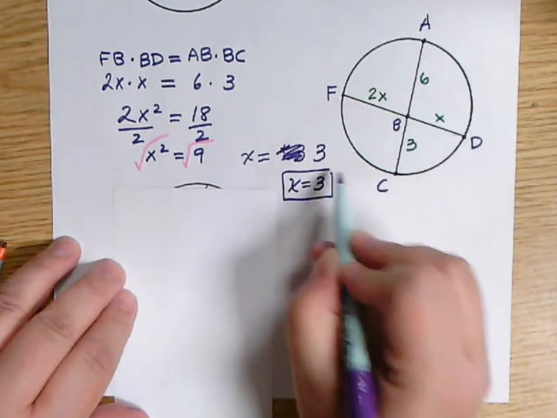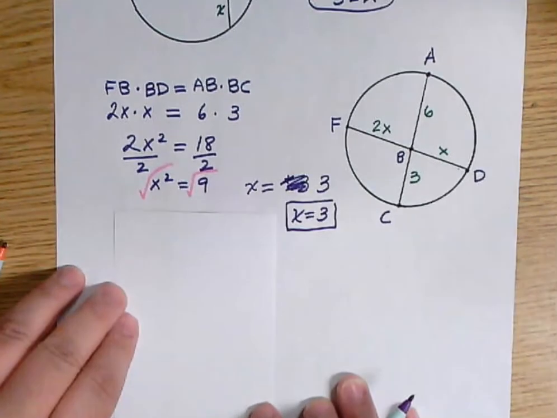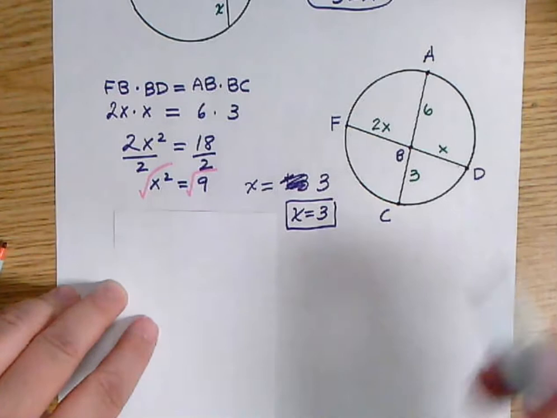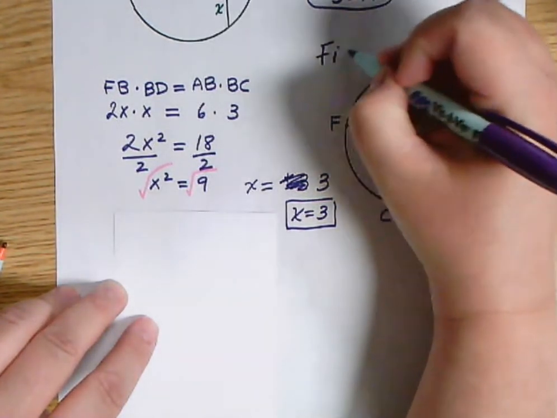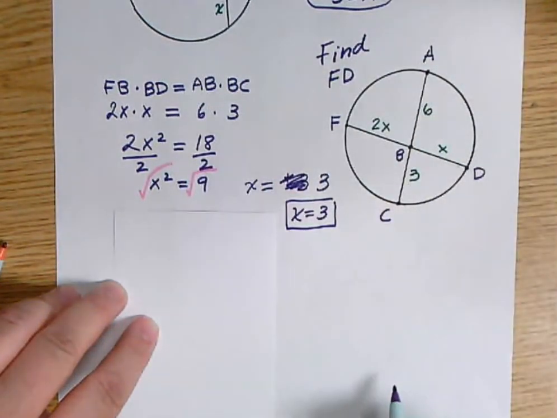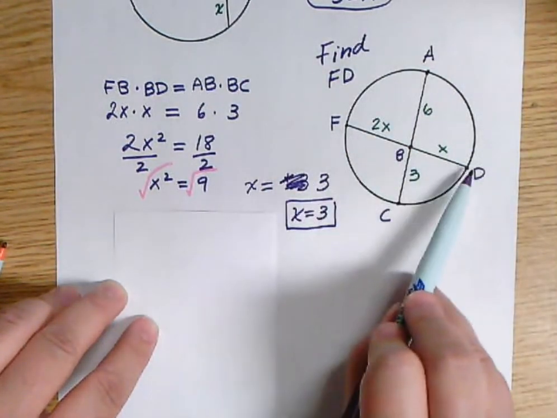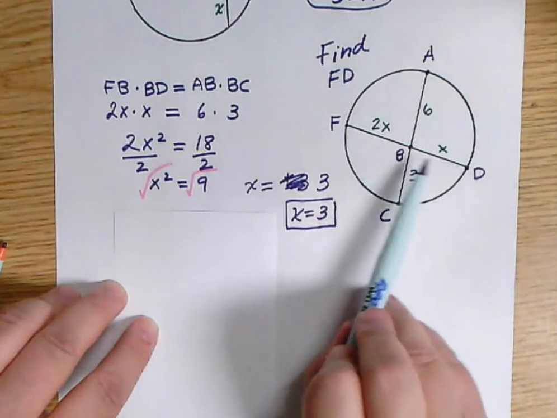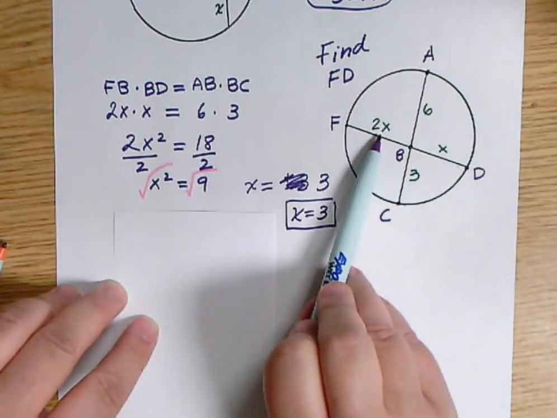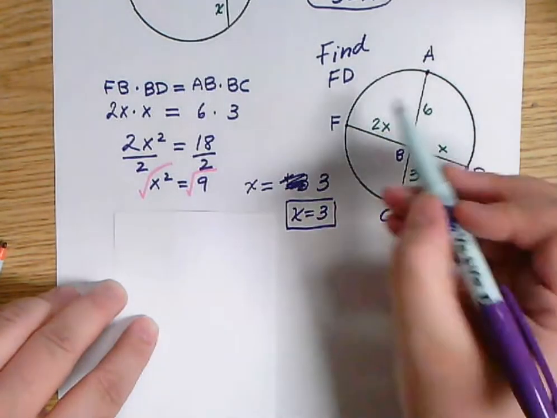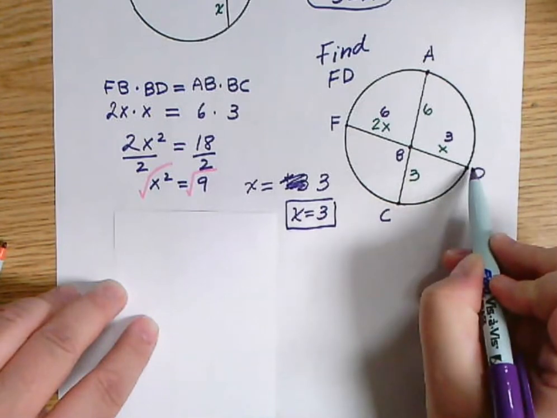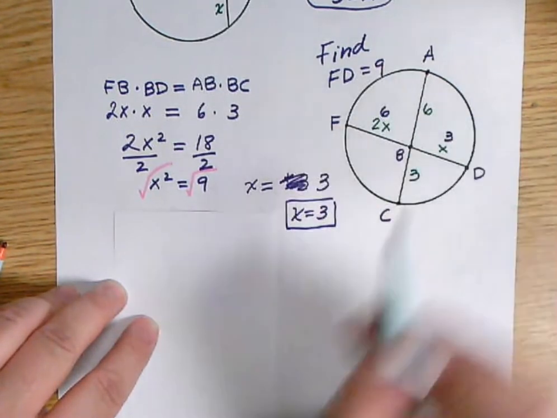Now what if I was asked not to find x here? Because every time you find x, you go back and say, is this what I was asked for? What if I was asked to find FD? Well, that means the length of segment FD. So I would have to plug in the 3, and I would get 3 here, and plug in the 3 here, and I'd get 2 times 3, which is 6. And I would say this part is 6, this part is 3, 6 plus 3 is 9. And I would be done.